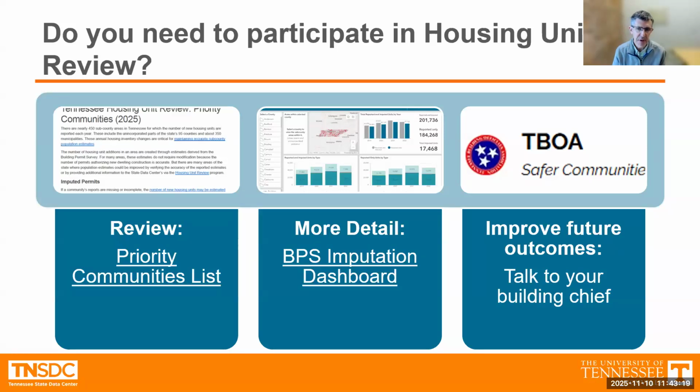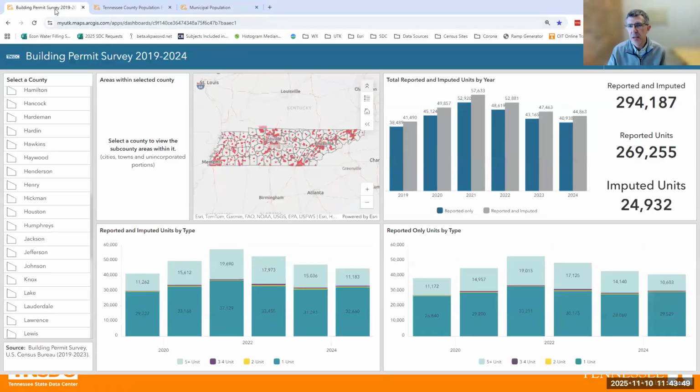So how do you know if you need to participate in a housing unit review? The first is we have a list of communities that we would like to reach out to. This is available through our website, and this slide will have the link. It will show you instances where communities didn't report, which is what's called the number of imputed permits. Then we also have lists of instances where we have regional permit offices in multi-county jurisdictions. The second thing you may want to do is use our building permit survey imputation dashboard, which lets you see if activity has been reported for your community.